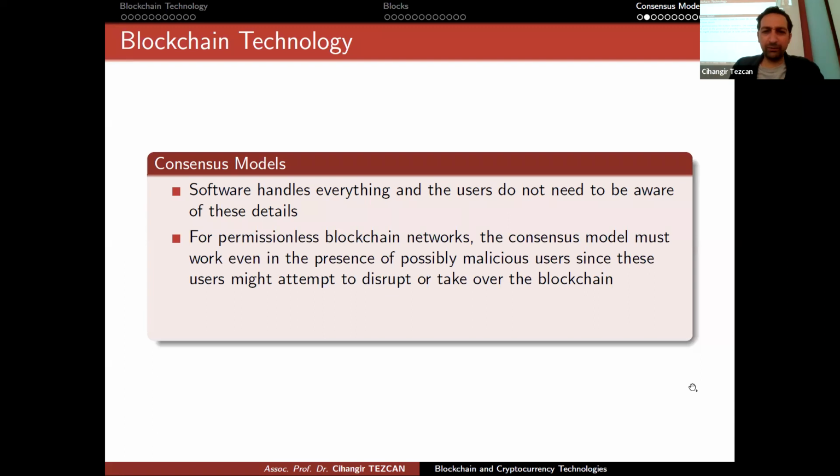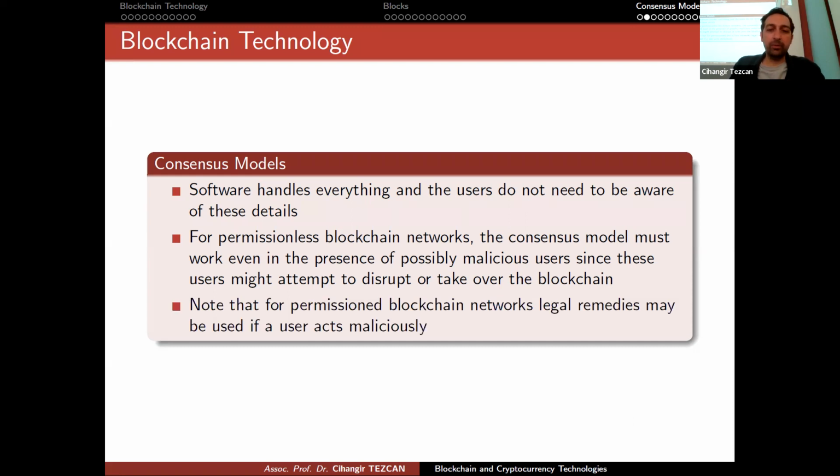For permissionless blockchain networks, the consensus model must work even in the presence of possibly malicious users, since these users might attempt to disrupt or take over the blockchain. Note that for permissioned blockchain networks, legal remedies may be used if a user acts maliciously. So this is the good thing. In permissionless networks, we don't know anybody, so people might try to take over. If they have more than 50% of the power, they can actually take over the blockchain. For permissioned blockchains, since there are real-world identities or an authority and so on, you can take legal action if somebody acts maliciously.